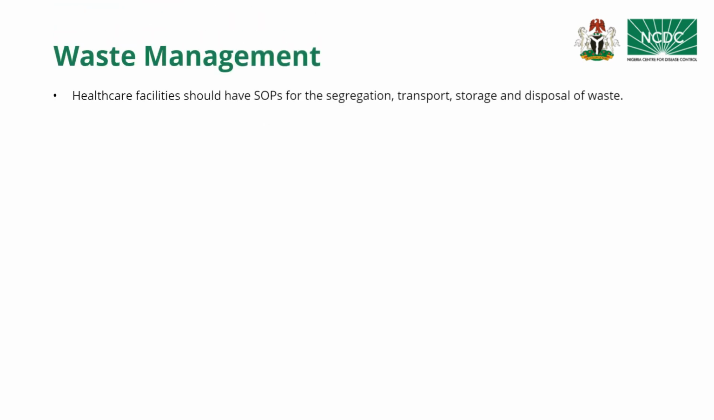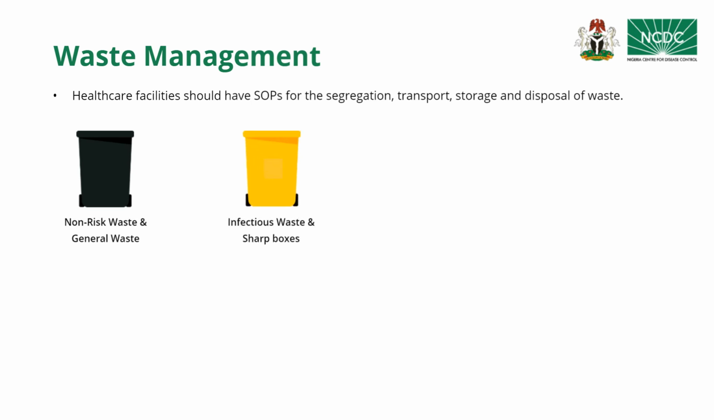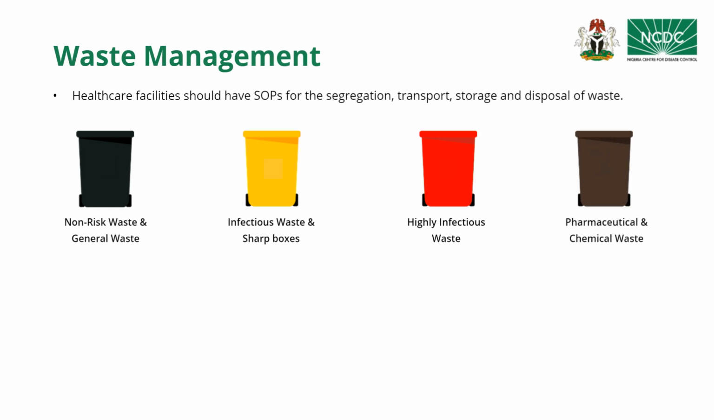Healthcare facilities should have SOPs for the segregation, transport, storage, and disposal of waste. A color-coded system should be used for the segregation of waste. The recommended color coding system for waste segregation in Nigeria is black for non-risk waste and general waste, yellow for infectious waste. Sharp boxes are sometimes colored yellow. Also, red for highly infectious waste, and brown for pharmaceutical and chemical waste.